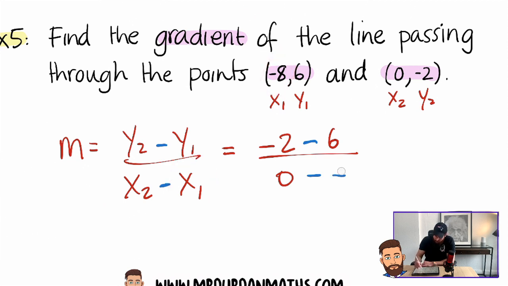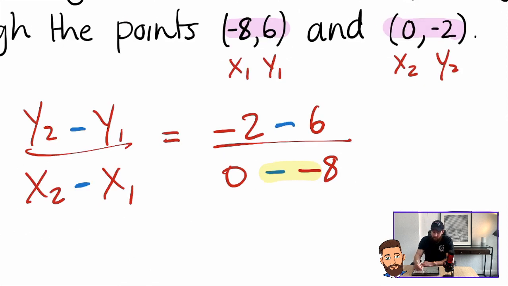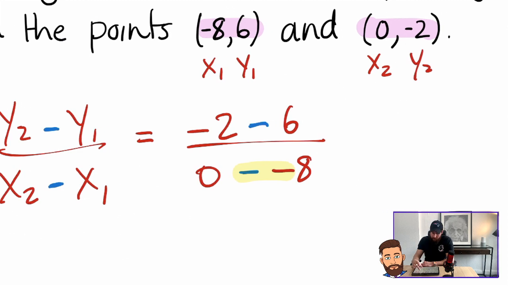Now, this is the crucial part. Students will always miss the double negative there. I am doing the second x coordinate, which is 0, and I'm taking away the first x coordinate, which is also a -8. So I end up here with a double negative. And that's important. If you miss it and only put 1 negative there, you're going to get it wrong. If there are 2 negatives, put them in. Let's work this out.